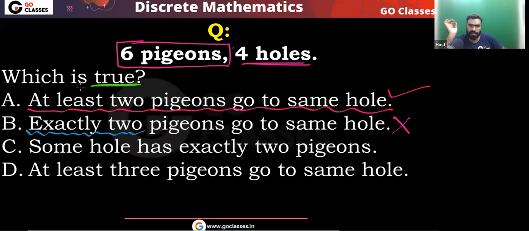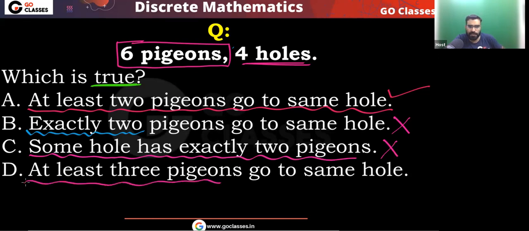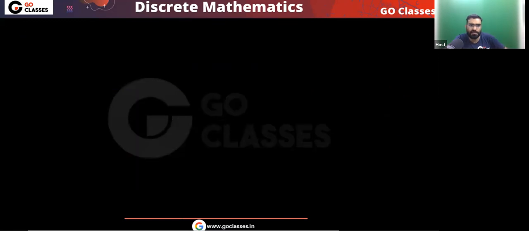Can you prevent option A? I cannot prevent option A. What about option C? Some hole has exactly 2 pigeons. No, this is also not guaranteed. Option D: at least 3 pigeons go to the same hole. Can you say that? Can you prevent option D? The answer is yes. Yes, of course I can prevent it.